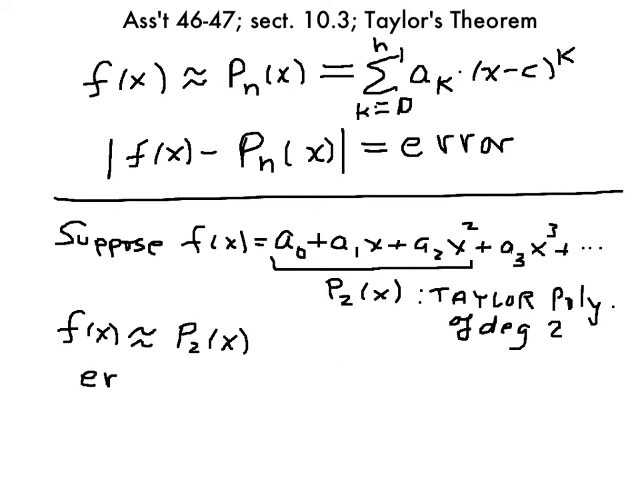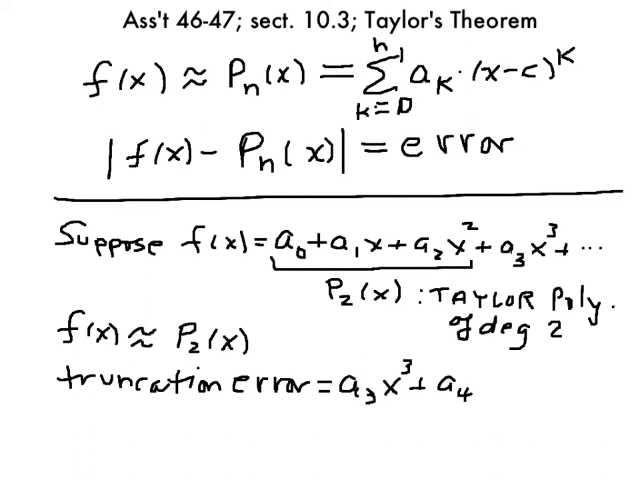And the error, well actually let's give it the true name. The truncation error is just everything else, which is a sub 3 x cubed plus a sub 4 x to the fourth, and so on. It's all of the essentially unused terms that we just discarded or truncated.